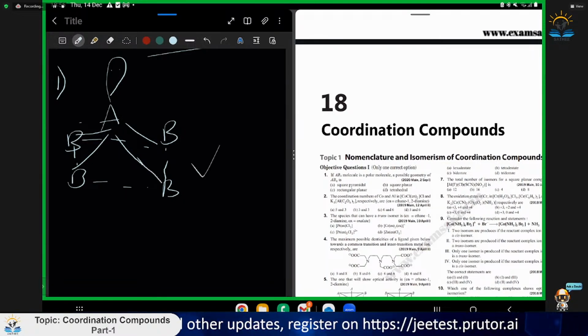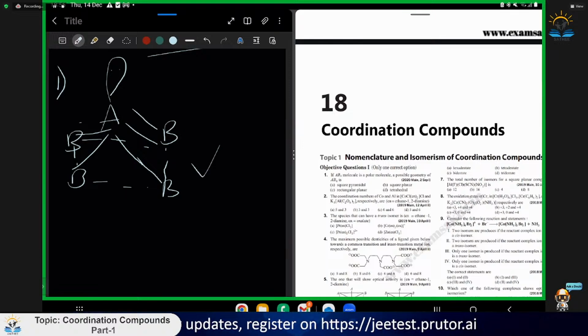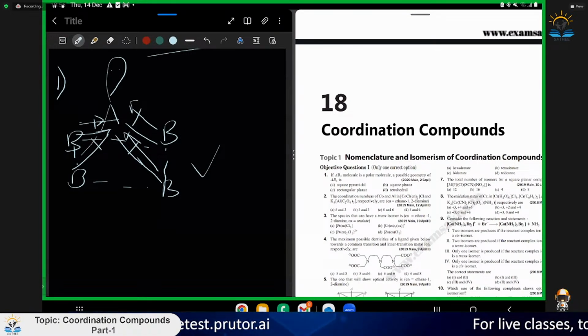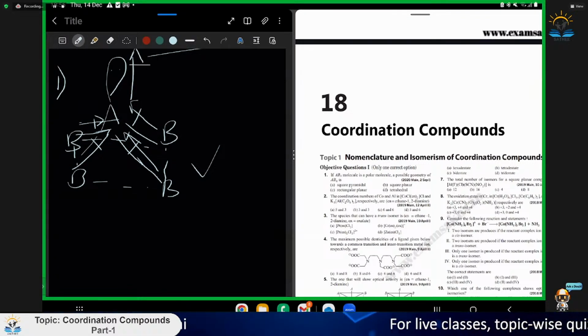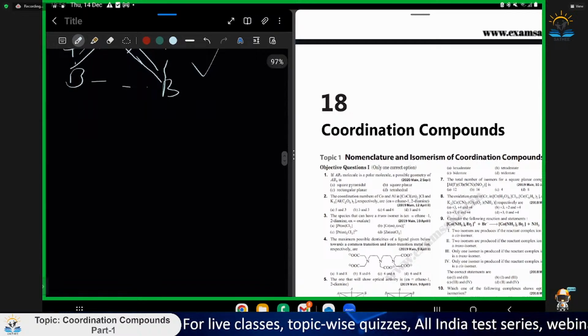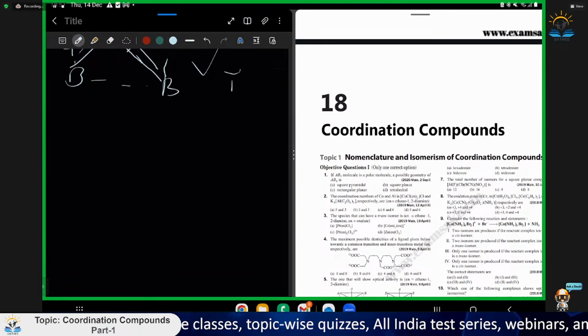This can be polar because of dipole moment, it can be like this or the opposite. Usually the dipole moment is like this because this has a lone pair, and the lone pair contributes extra. So square pyramidal, square planar, rectangular planar. These are shapes. This is option one.